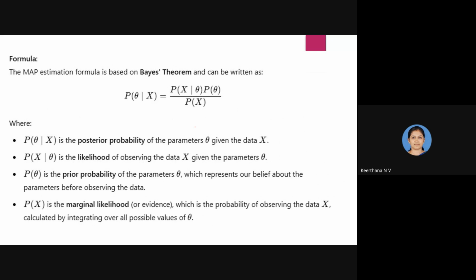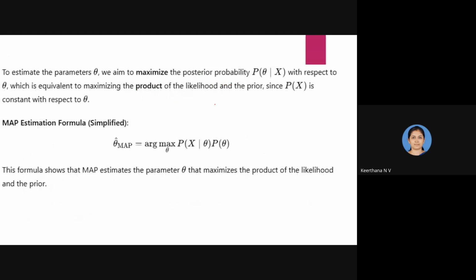This is the probability for MAP estimation, where theta is the set of parameters. This is the likelihood function here, this is the posterior probability, this is the prior probability, and this is the marginal likelihood with respect to the data x. So how can you write the simplified formula? The MAP function can be written as the argument of the maximum of the likelihood function times the probability of the parameters. Like this, you can write MAP estimation.